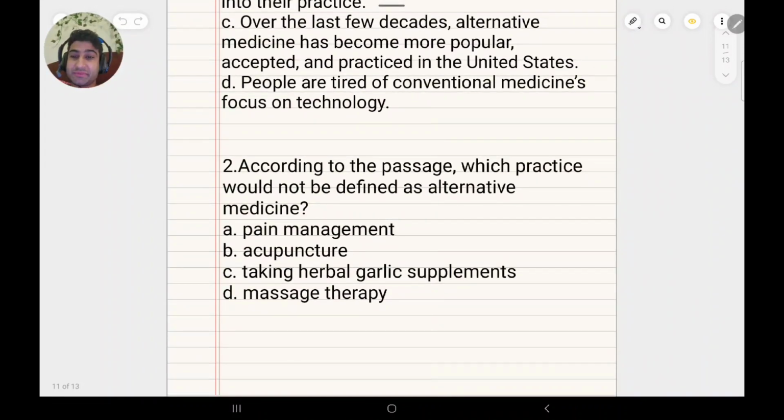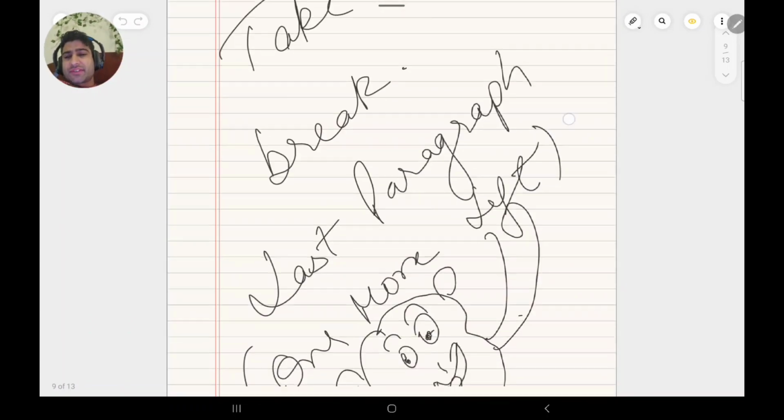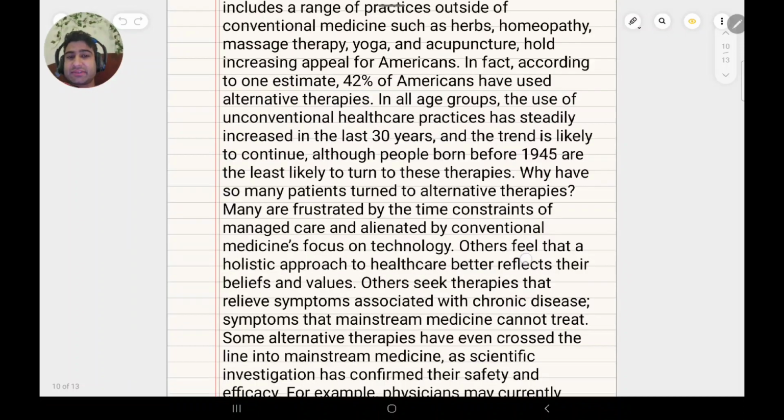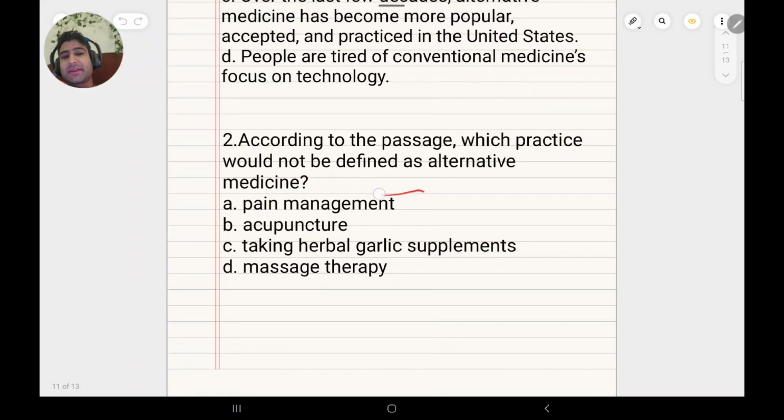Second question. According to the passage, which practice would not be defined? Please understand, guys, these "not" questions can really hit you very badly because you get overconfident and you start answering before understanding it is not to be defined as alternative medicine. Now, very easy. If you go to the first one, herbs, homeopathy, massage therapy, yoga, acupuncture. What we don't have is pain management. Pain management is a normal, conventional one.